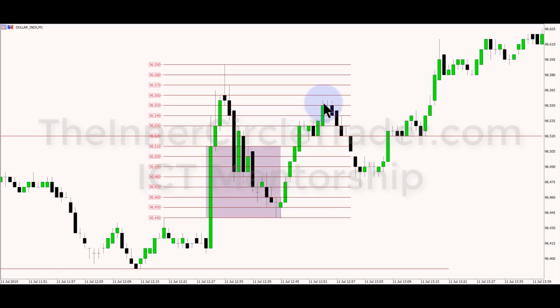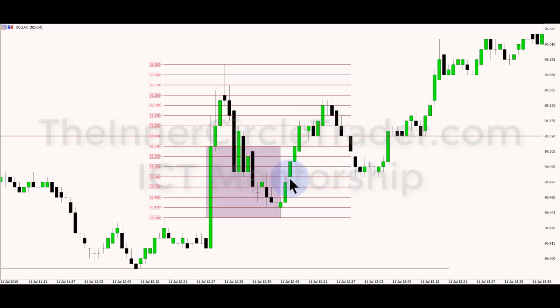Price starts to rally up, trades into the old high. We have a rejection block at 96.55 and 5 pipettes, and the high on this candle here, if I can get it to pop up. I hate when it does this. Well, we're just going to have to go with it being 96.55 and a half on the basis of it's close enough to call it that. And then price trades back down.